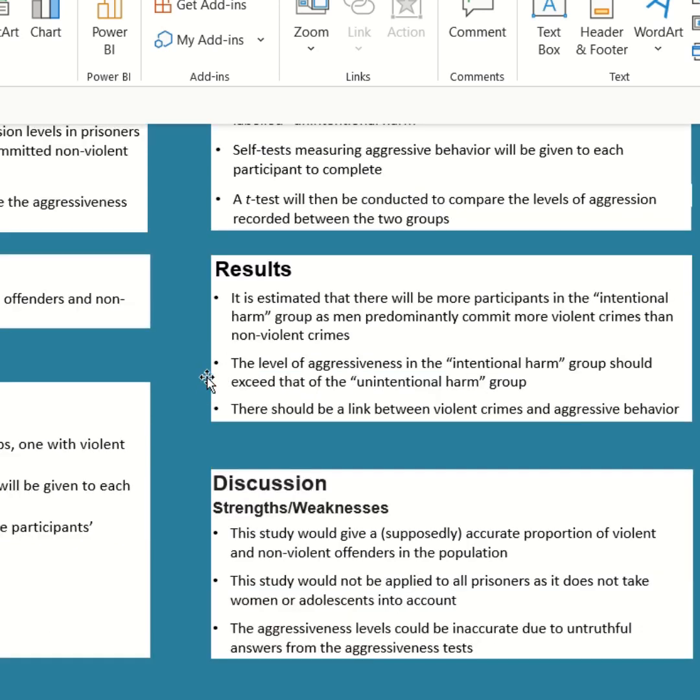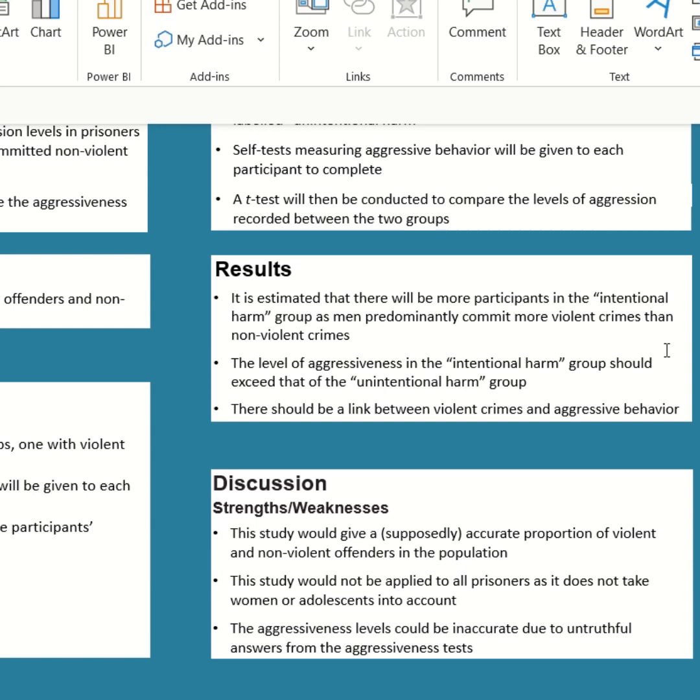Alright, for the methods, we go to the research design, which is, first, 150 convicts would be divided into two groups, one with violent offenders and one with non-violent offenders. Secondly, self-evaluation tests of aggressiveness will be given to each participant to complete. Finally, a t-test will be conducted to compare the participants' aggressive behaviors between both groups.